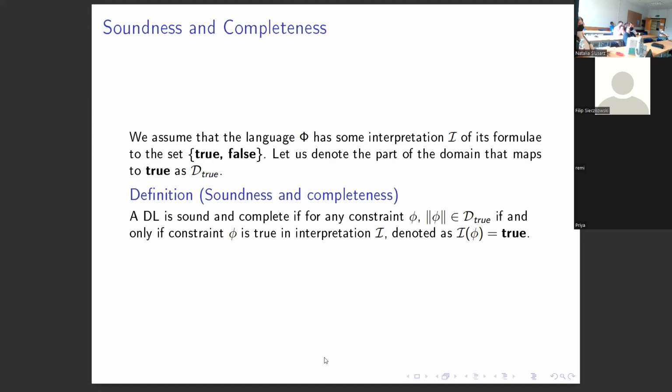So we're going to start with soundness and completeness. Before we even start with the definition, we need to know that the language has some interpretation of the formulae to true and false, and that we have a part of the domain that maps to true, and we have some notation for that. That's the D true. Once we have this, we can define soundness: the translation is sound if, for any constraint, the value produced for that constraint belongs to the part of the domain that is true if and only if the constraint is true in this interpretation. So this is very much dependent on the domain, so it will be different for each of the translations.